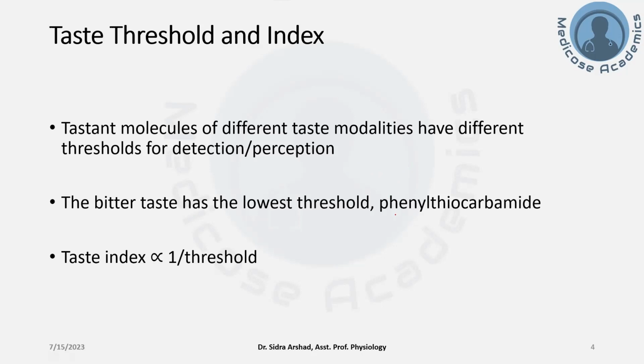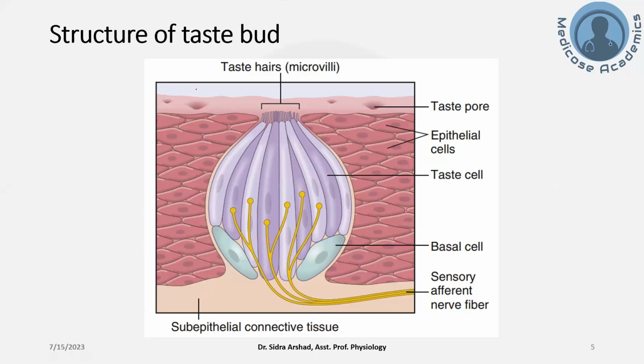For this purpose, a special compound which is known as phenylthiocarbamide is usually used. So this compound is used to assess for taste blindness. Another concept is taste index. Basically, taste index is the inverse of taste threshold. Different taste indices are taken with one primary molecule in each category of the taste, and then the indices are compared with that molecule. This is the structure of the taste bud.